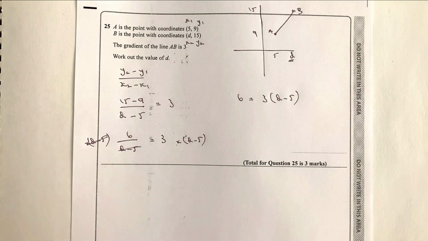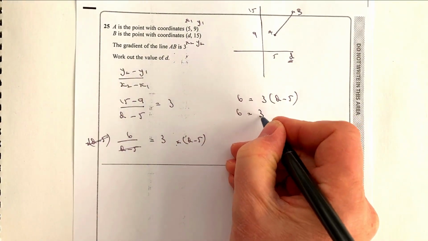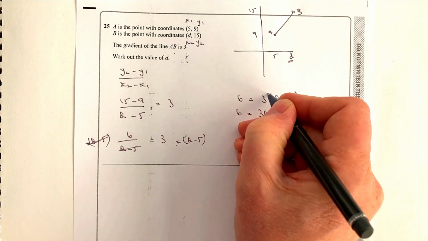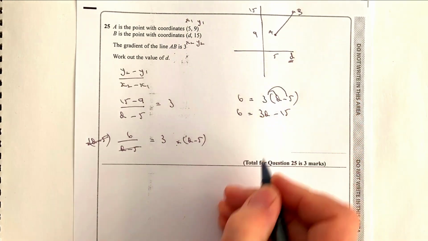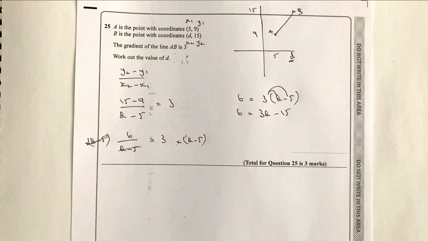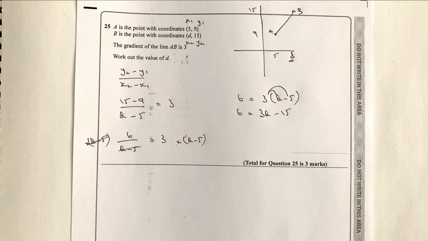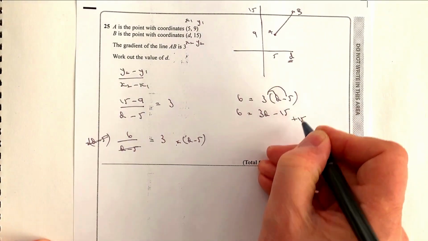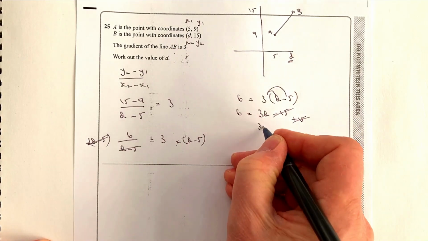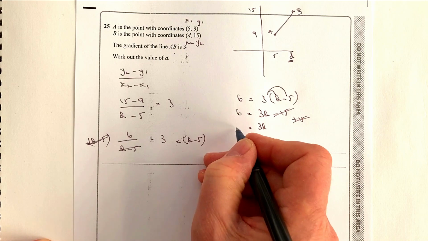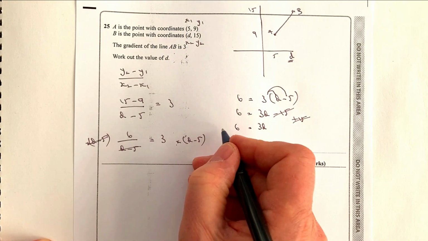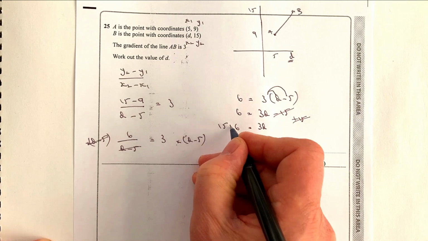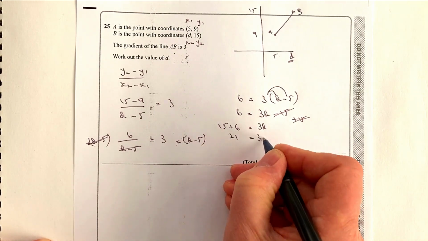So let's expand out the brackets and see where that gets us. I've got 6 equals 3 times d is 3d, and 3 times minus 5 is minus 15. We're getting a little bit closer. We're going to try and get the value of d. The problem I've got now is I want it to equal d, but I've got this minus 15. So I'm going to add 15 to both sides. Again, I lose it. I've got 3d, and I've got 6 plus 15. So 15 plus 6, I should have just written that as 21 equals 3d.